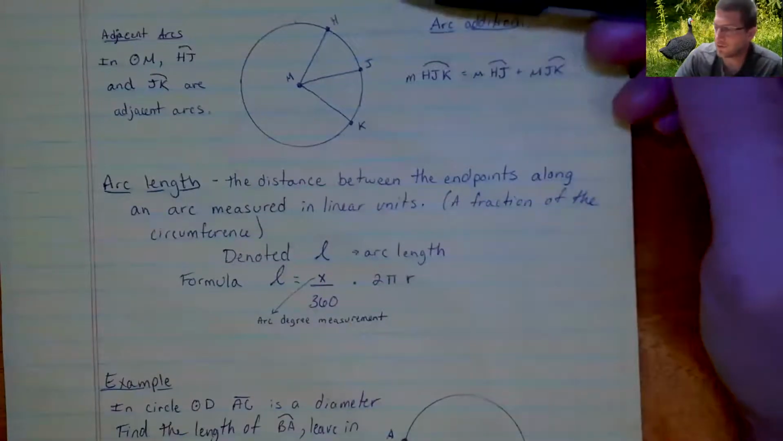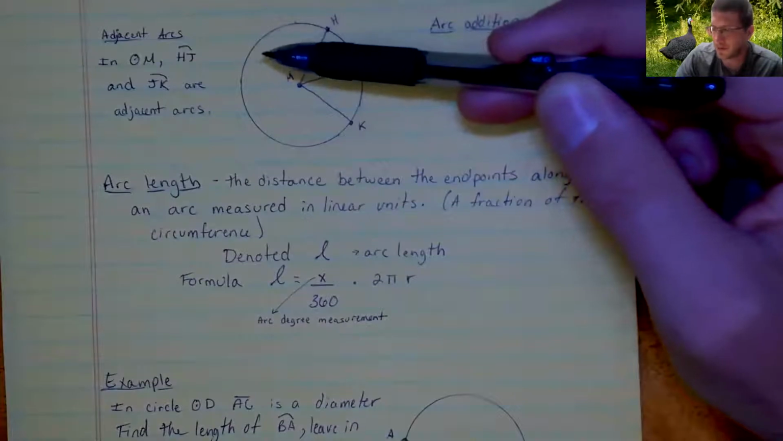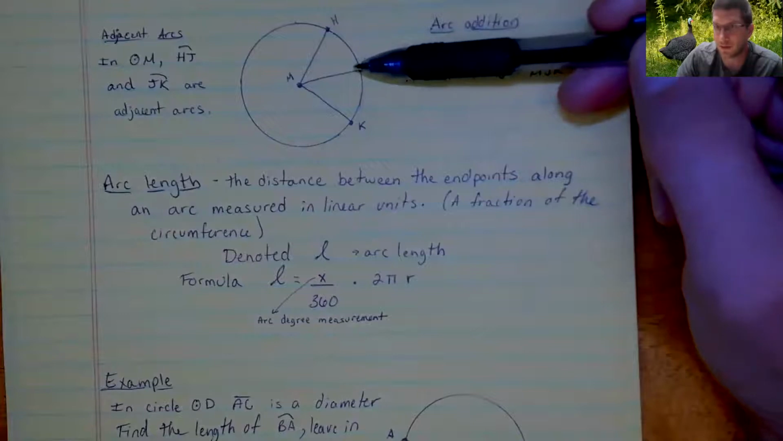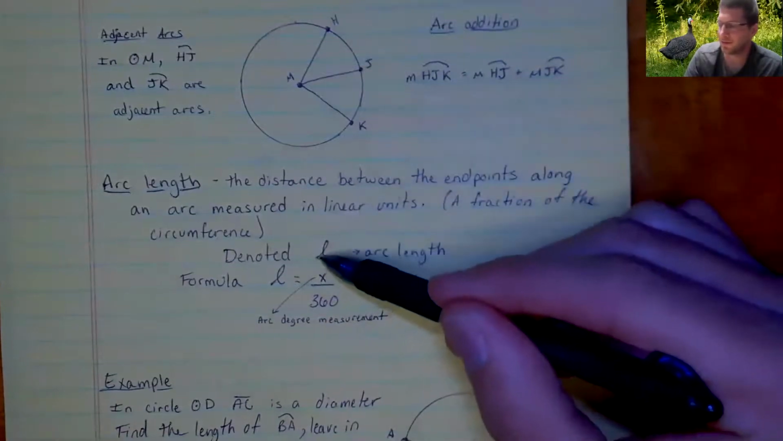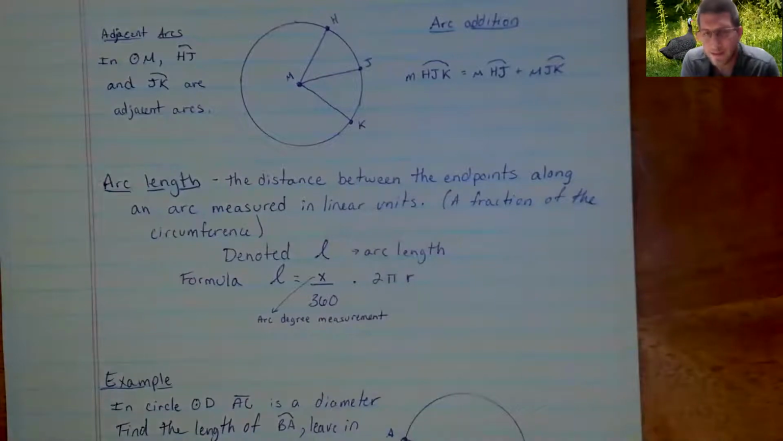As you're traveling around this circle, the entire distance around is the circumference. Part of that distance is called an arc length, the length of one of the arcs. When you refer to arc length, they denote it with this kind of cursive L. So that there is the arc length symbol. And the formula is x over 360 times 2 pi r, where x is an arc degree measurement.